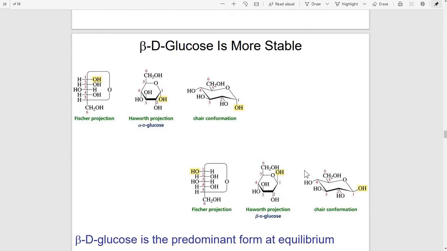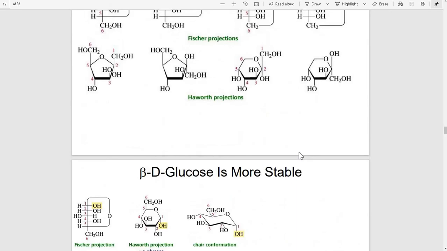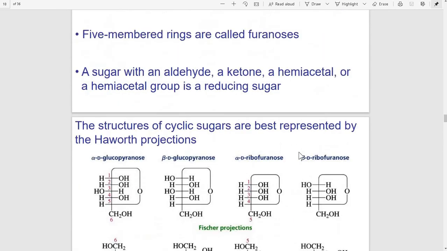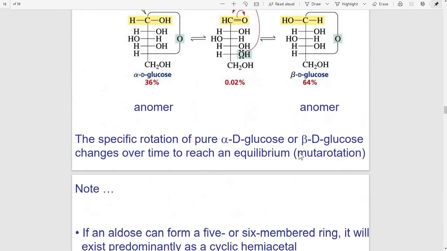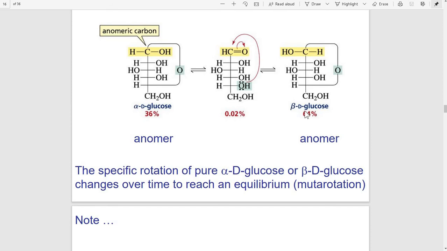now next, beta D glucose is more stable. We have seen in this slide, see here, beta D glucose is more stable. In mutarotation, beta D glucose is more stable. The percentage of beta D glucose is more because of mutarotation.